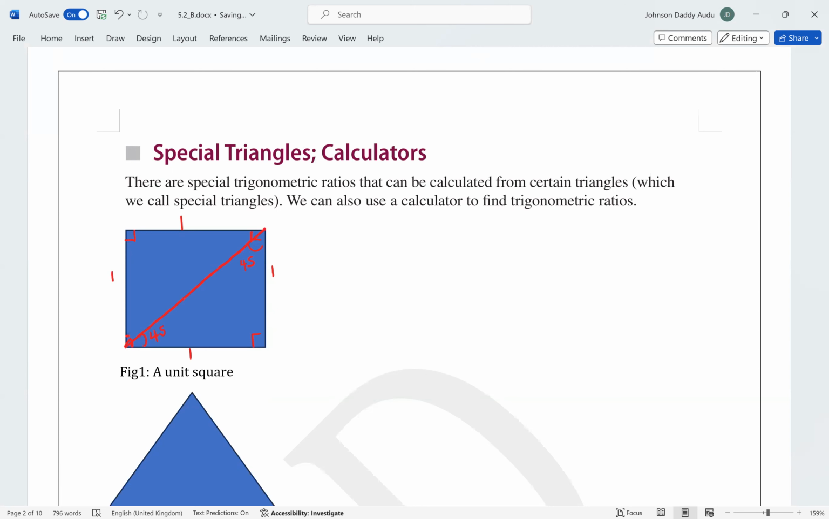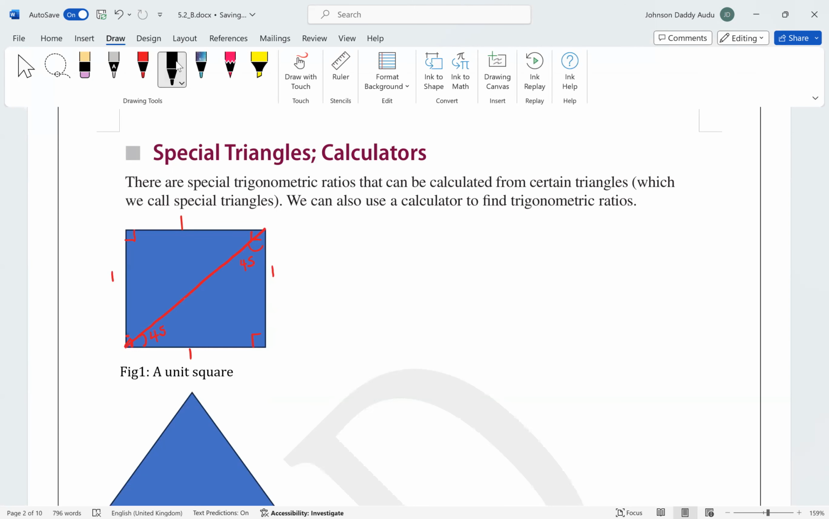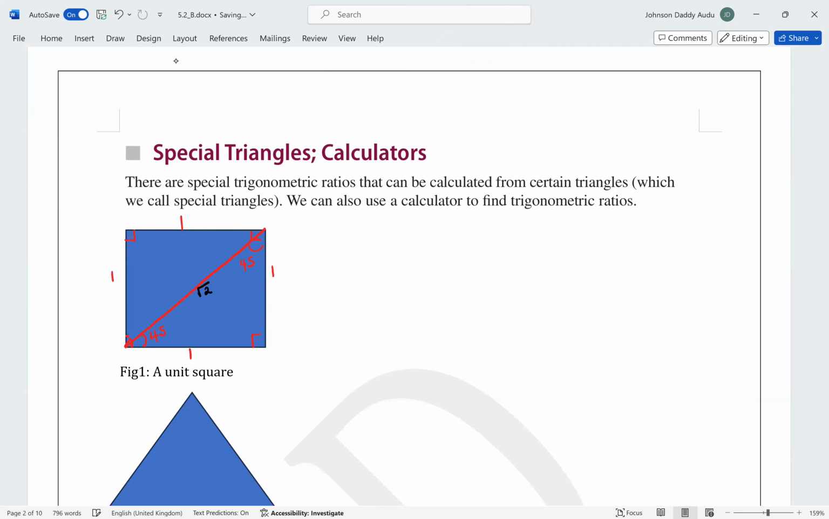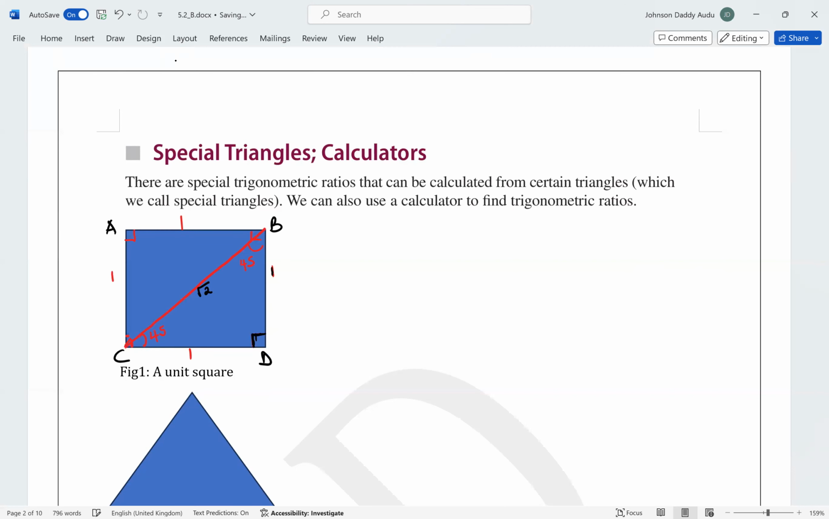And we can use Pythagoras theorem. By Pythagoras theorem, we can get what this side is going to be: square root of 2. Why is it square root of 2? Because this is a right angle. So let's say we label the square A, B, C, D. If you take any of these, you use Pythagoras theorem to get this length, because this length is 1, this is 1, so here it's going to be root 2.